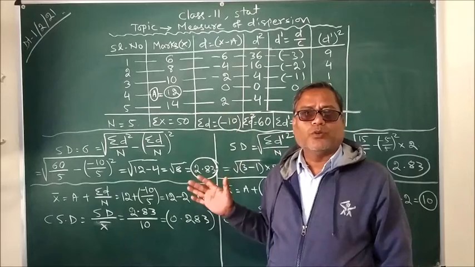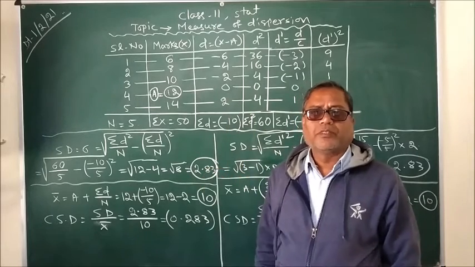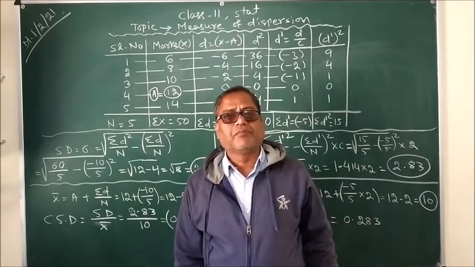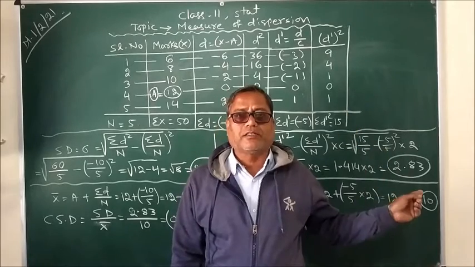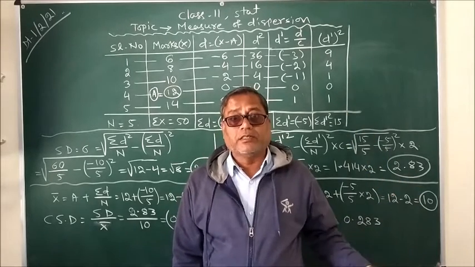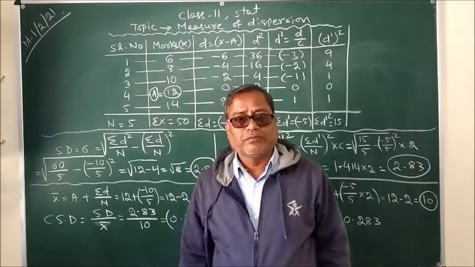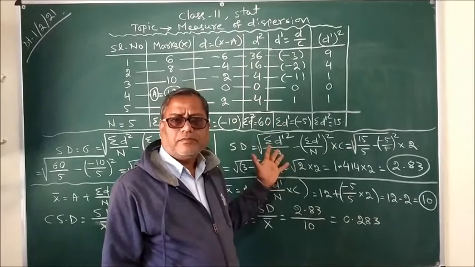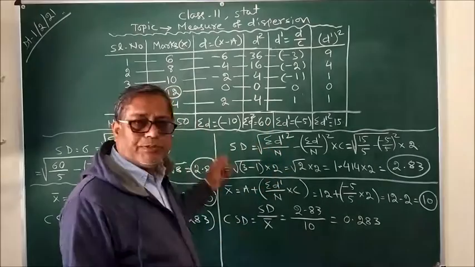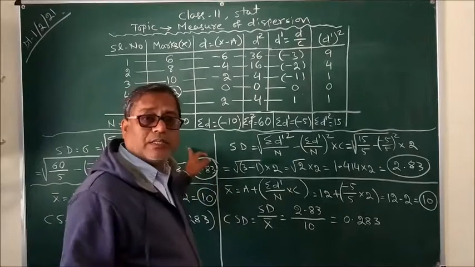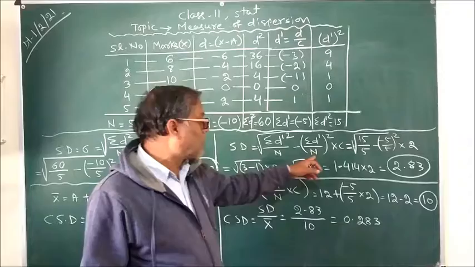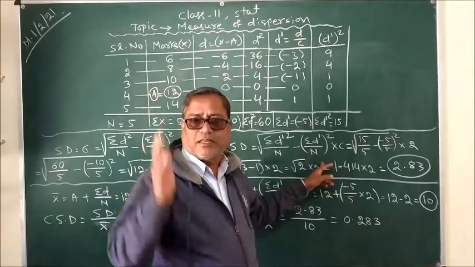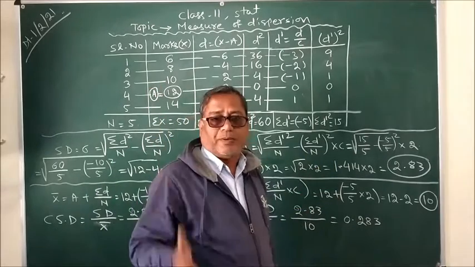This is part 2 of measure of dispersion, and in part 1, which is a different video, we have already discussed how to calculate measure of dispersion, that is standard deviation, in an individual series using the direct method. Now we are going to calculate standard deviation in an individual series using the remaining two methods: one is the shortcut method and another is the step deviation method. In both methods we will discuss how to find standard deviation and how to find its coefficient, which is a relative value.